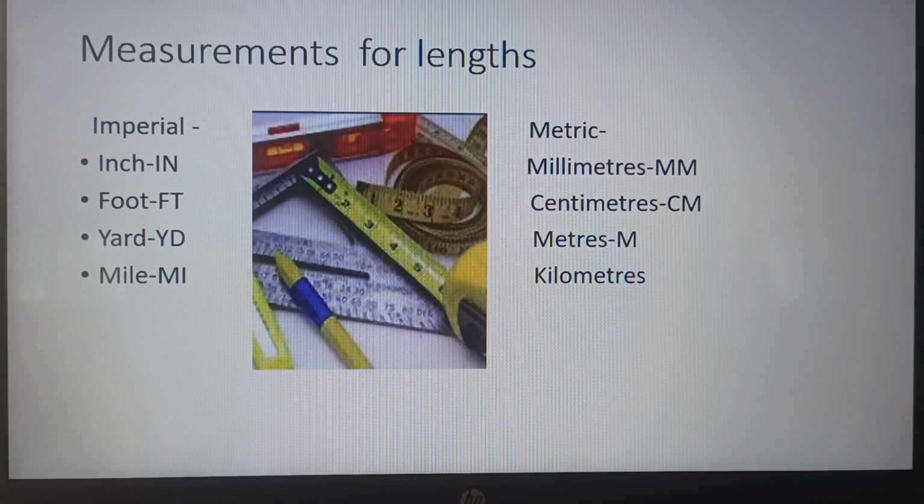Measurements for length. In imperial we have inch, foot or feet, yard and mile. In metric we have millimeters, centimeters, meters and kilometers.